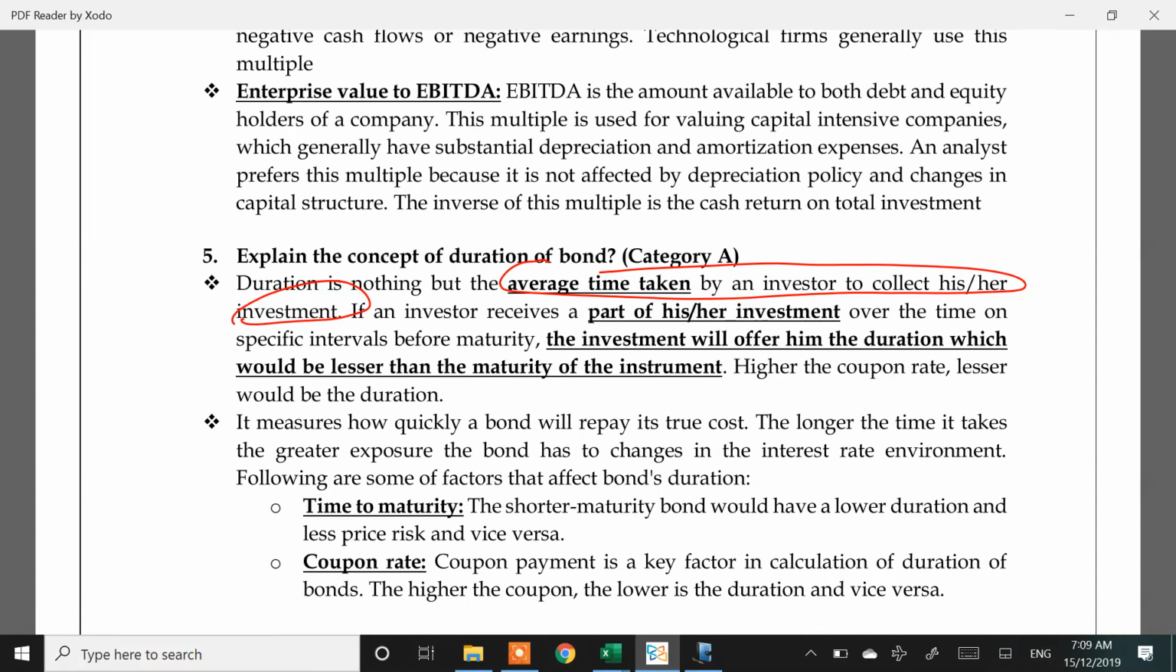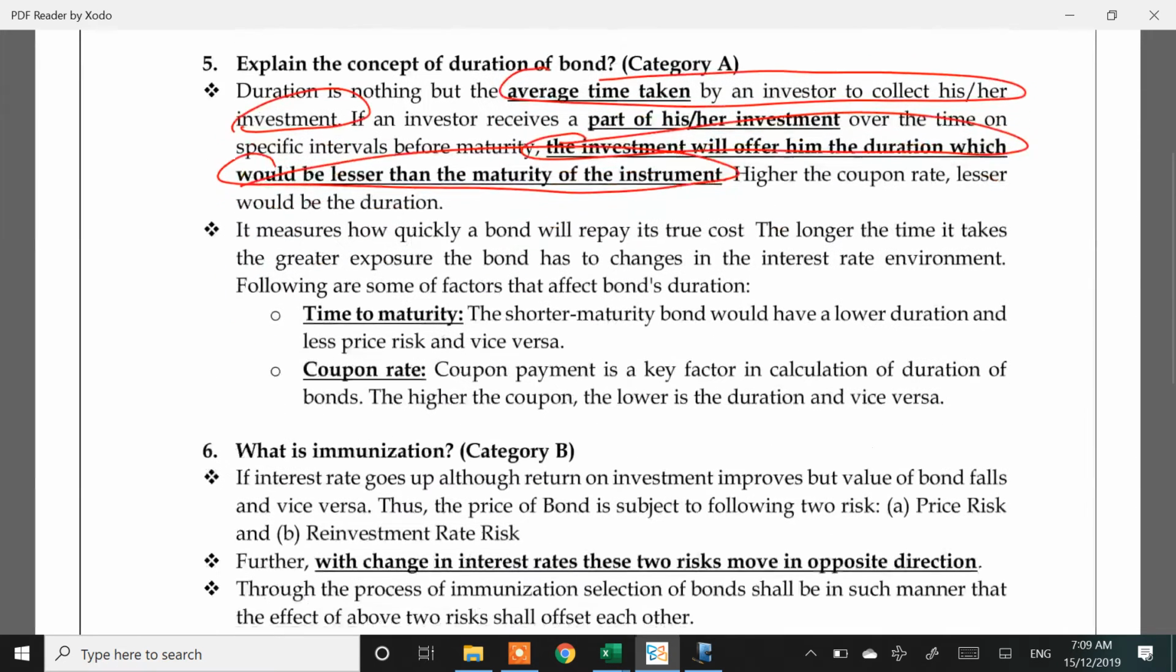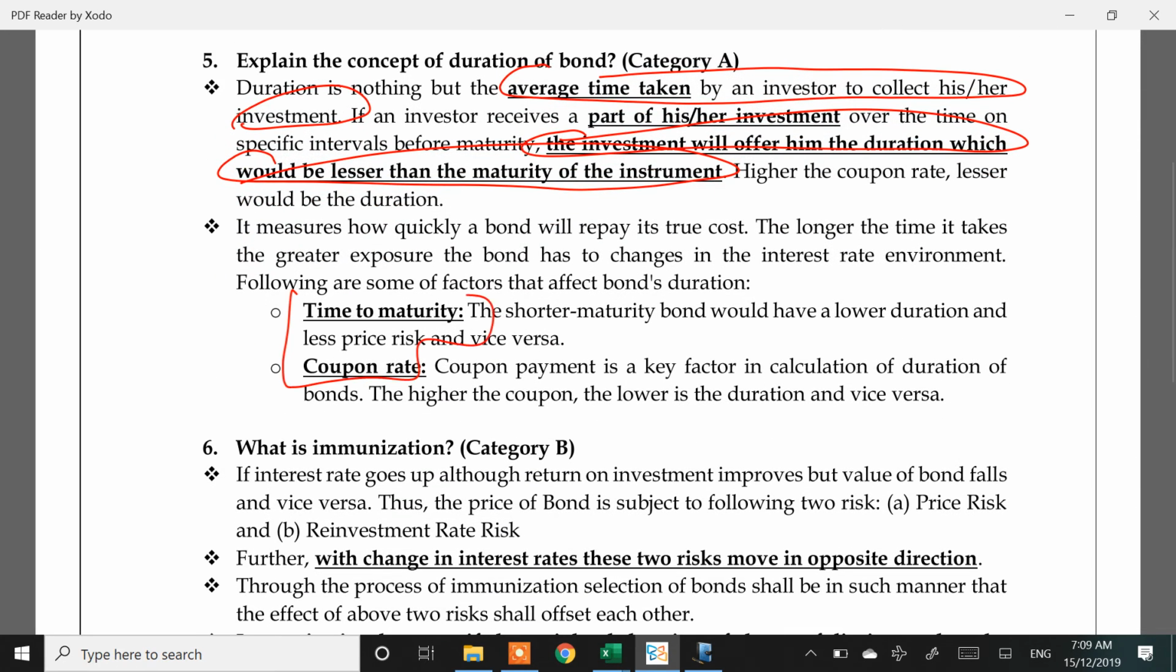There's another definition. It also says the time period by which the bond cash flows are repaid to the investor. So if a bond is paying some interest every year, then the duration of the bond will be slightly lower than the normal maturity of the instrument. And your bond duration depends on time to maturity and coupon rate. Next, immunization. Immunization is a concept which I was just explaining.